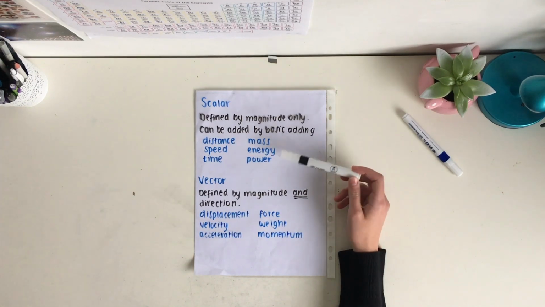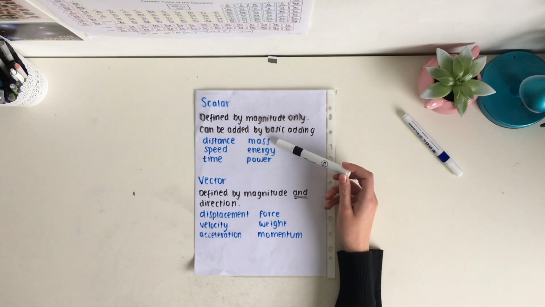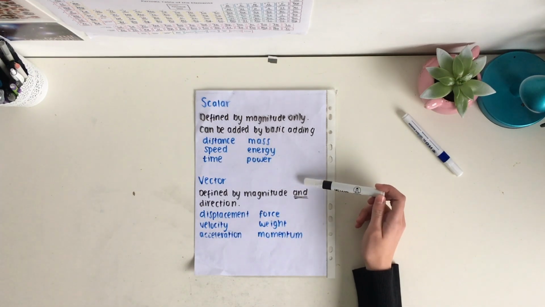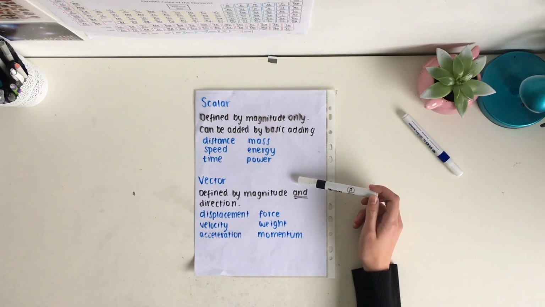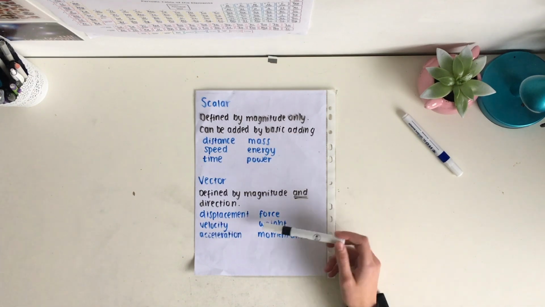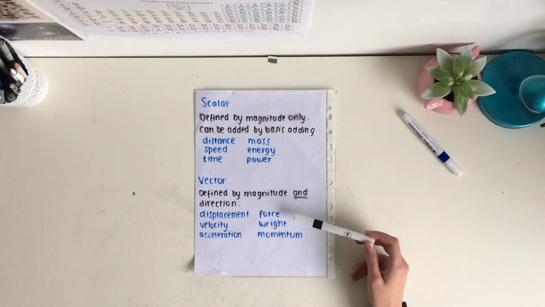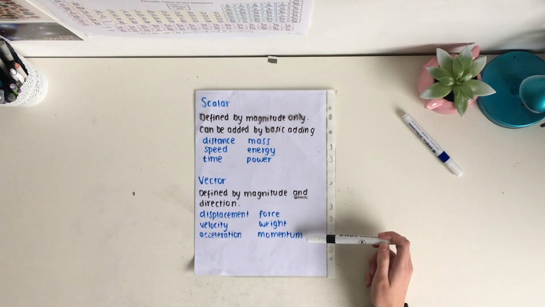As you'll know, none of these values can ever be negative, as time can't run backwards and you can't have a negative mass. A vector is a quantity that is defined by a magnitude and direction, meaning that it has a size of force and is also going in a certain direction. This means they cannot be added by basic addition because direction is more important. Some examples of vectors include displacement, velocity, acceleration, force, weight, and momentum.